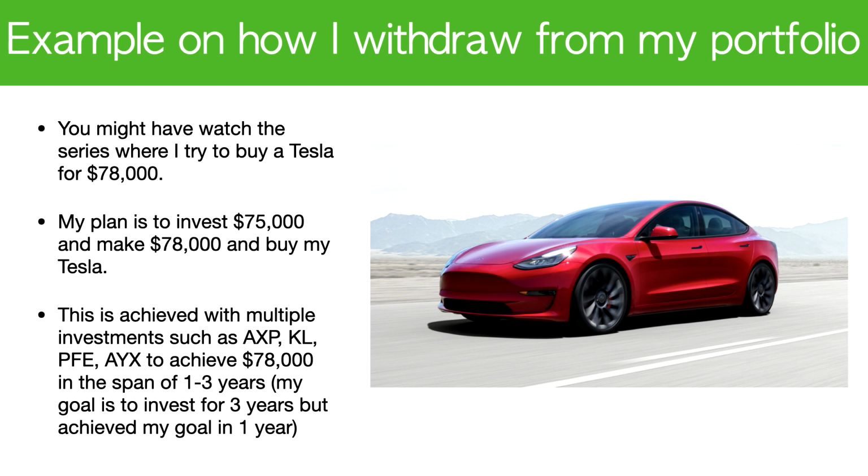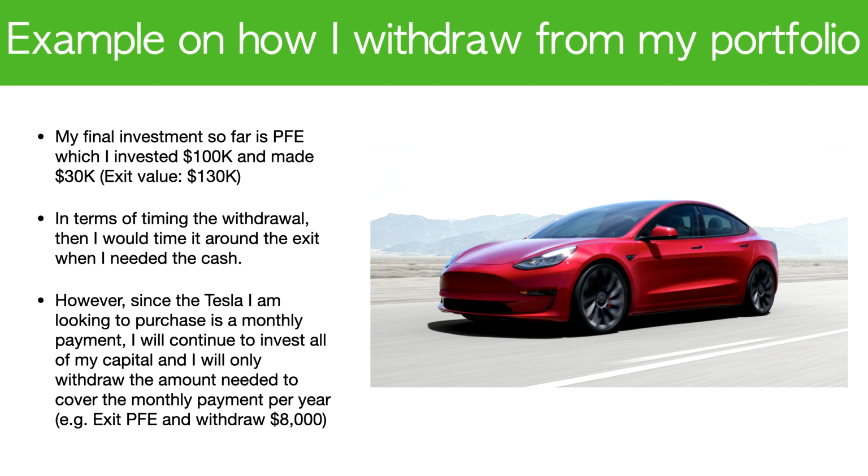I basically use $75,000 to make $78,000, which is approximately 30% per year, which is you double in 3 years. This is really achieved through multiple investments. It's a 3-4 video series where I invested in American Express, Kirkland, Pfizer, which is the vaccine stock, and also Alteryx, to achieve that $78,000 in the span of 1 to 3 years. Surprisingly, I actually achieved that in 1 year. I guess the market was doing a little bit better than I expected, but my original plan was to achieve that in 3 years. So far, my latest and last investment was Pfizer, where I put in $100,000 and made 30% after 1 to 2 months, because obviously the Pfizer vaccine is really popular right now and the stock also went up.